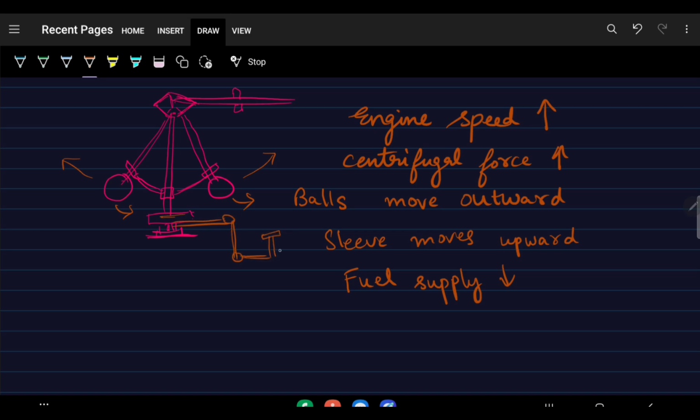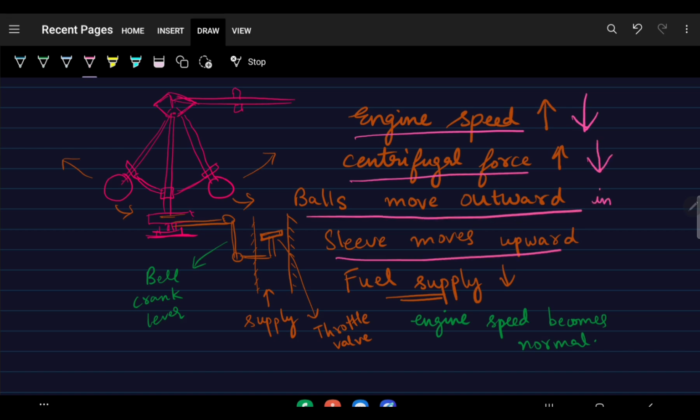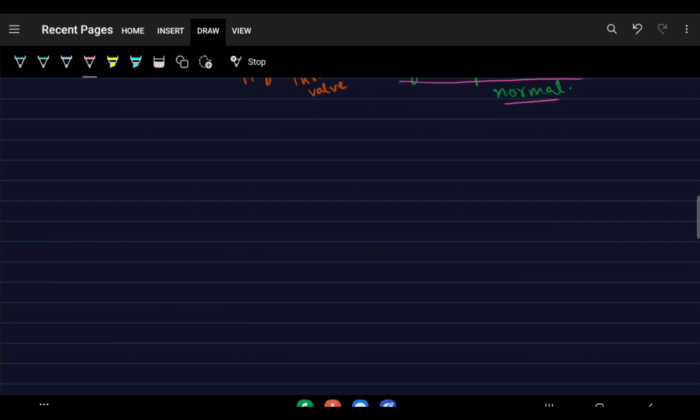So how does the fuel supply decrease? There's this continuation of the diagram where we have a bell crank lever, which is connected to a throttle valve, and there's this working fluid supply. As the sleeve moves upward, the fuel supply is reduced and the engine speed becomes normal. Now, coming on to the other case, as the engine speed decreases, centrifugal force also decreases, and fuel supply increases and engine speed becomes normal.